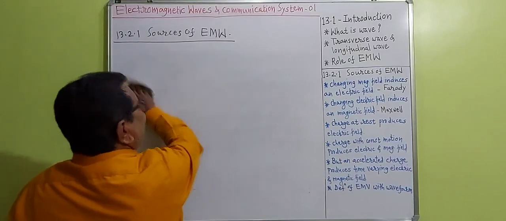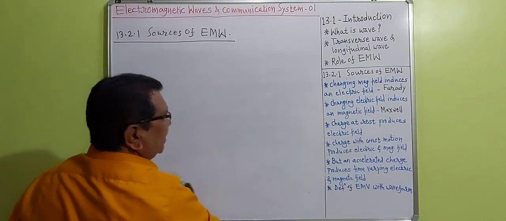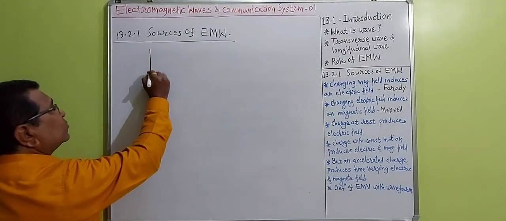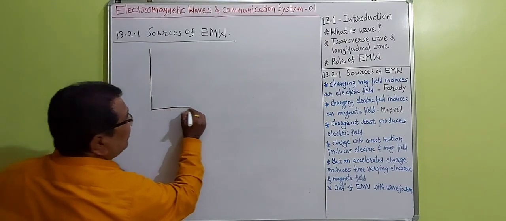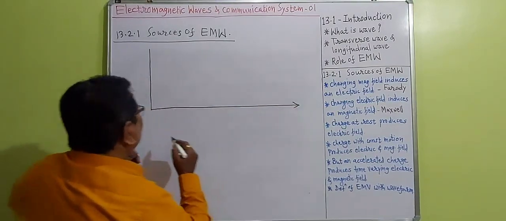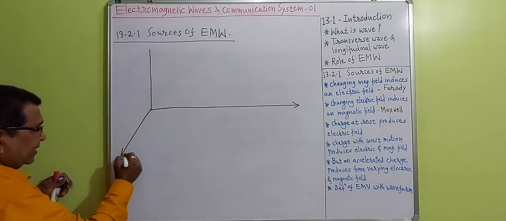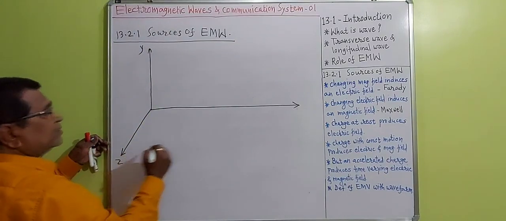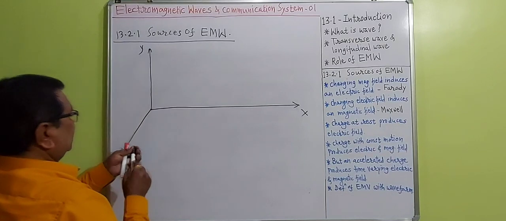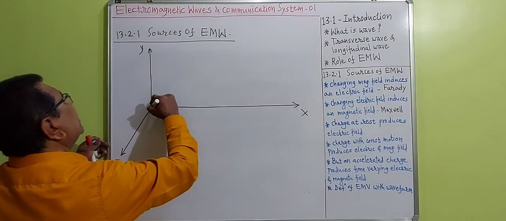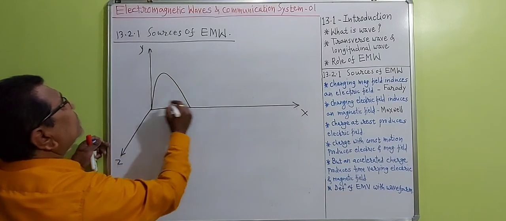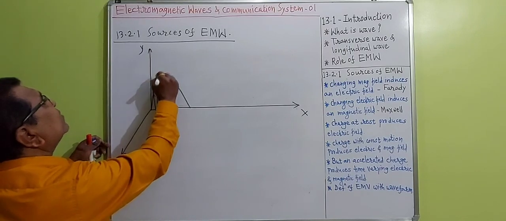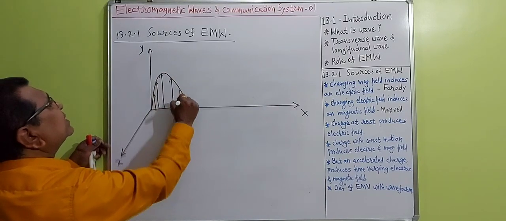Very funny, very interesting, electromagnetic wave. How can we draw a diagram? The diagram is like this. Suppose this is the y-axis, this is the x-axis, and this is the z-axis. So this is the time varying magnetic field. Magnetic field goes on increasing like this, goes on decreasing like this.